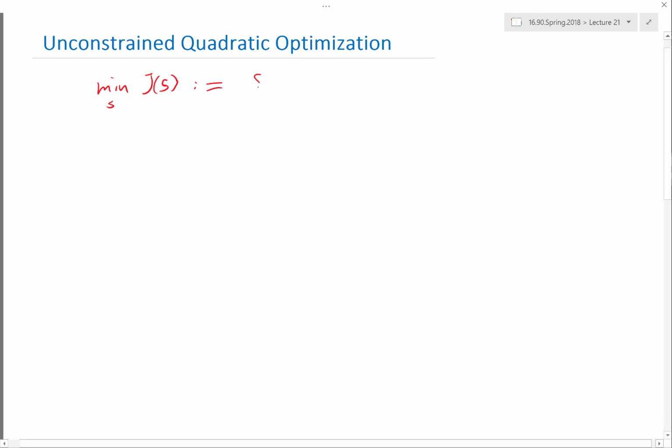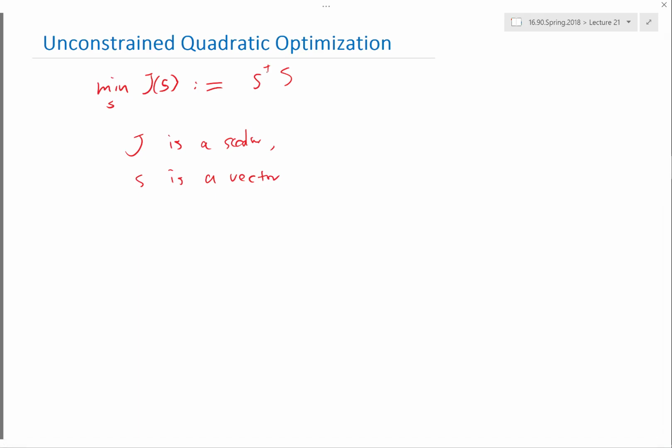S squared, that's actually one type of quadratic function, right? Here, again, J is a scalar, and S is a vector. It is usually a lot higher dimensional. So S squared would work if S happens to be a one-dimensional vector, right? Okay, so another is S dot S or S transpose S if you write in matrix notations, right? So that's a quadratic function. What else could be a quadratic function?